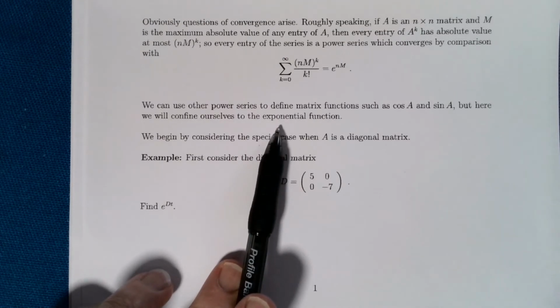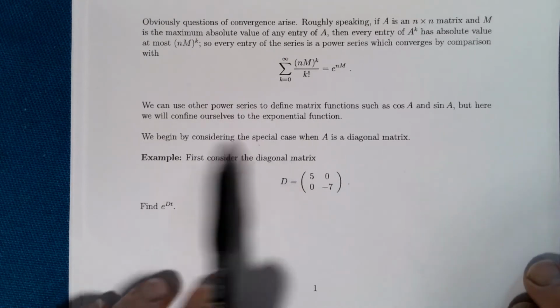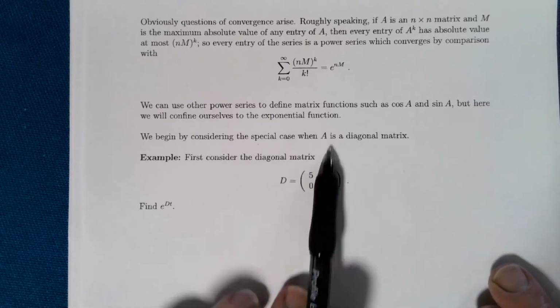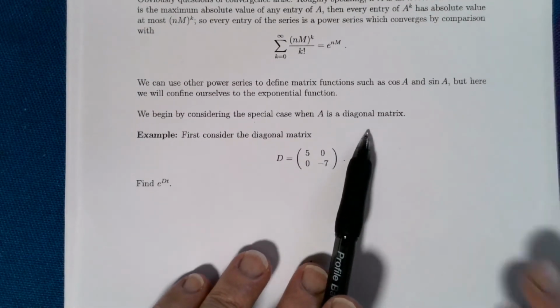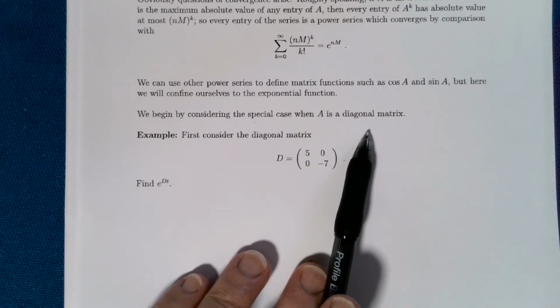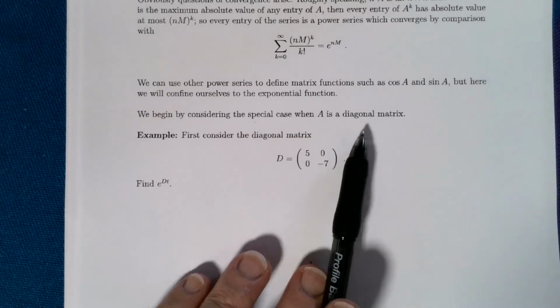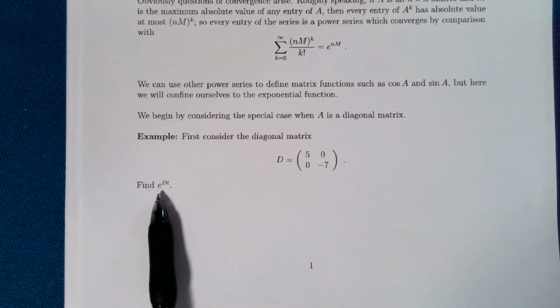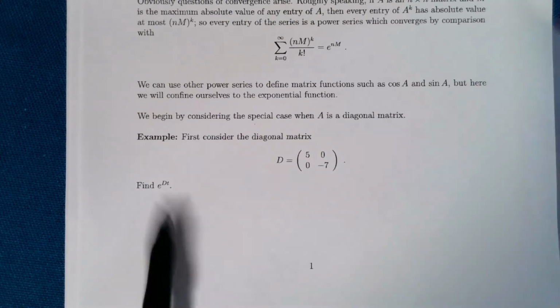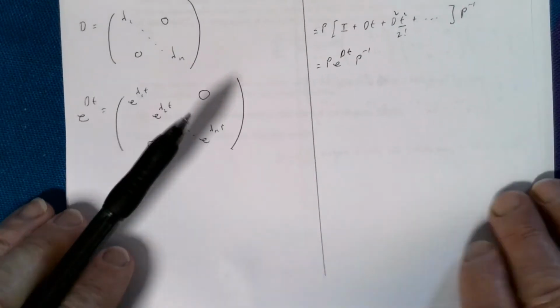Now we'll begin by looking at a very special case, when A is a diagonal matrix, and we'll see that that turns out to be very easy to do. As an example, I'm going to consider this diagonal matrix 5, 0, 0, minus 7, and we're going to find e to the Dt. So here's the worked example.